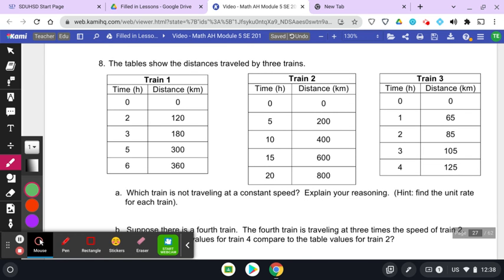All right, the tables show distances traveled by the 3 trains. So you want to pause the video, try number 8, and then come on back to check your answers.